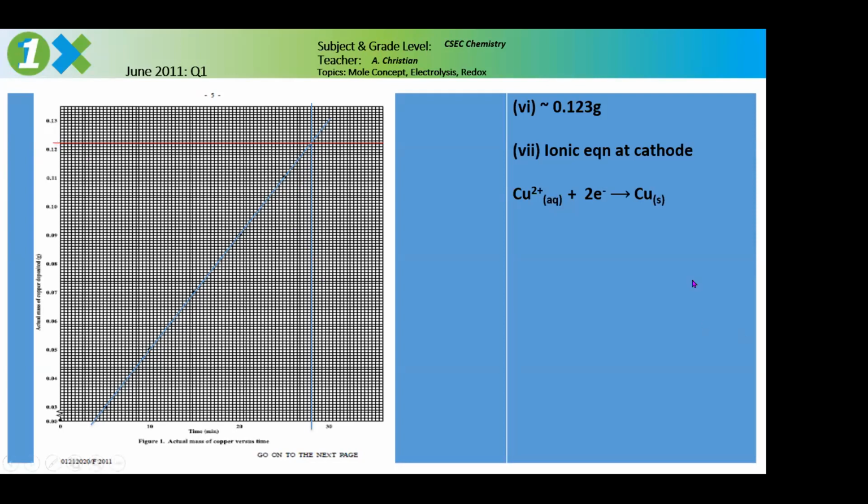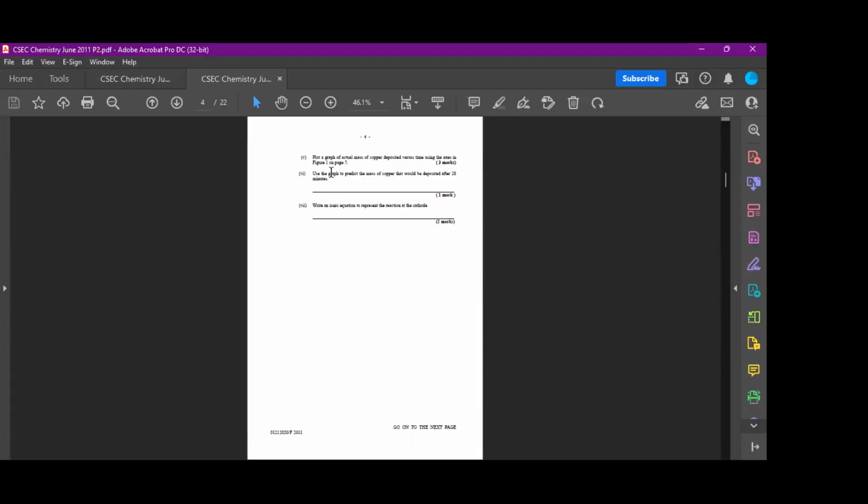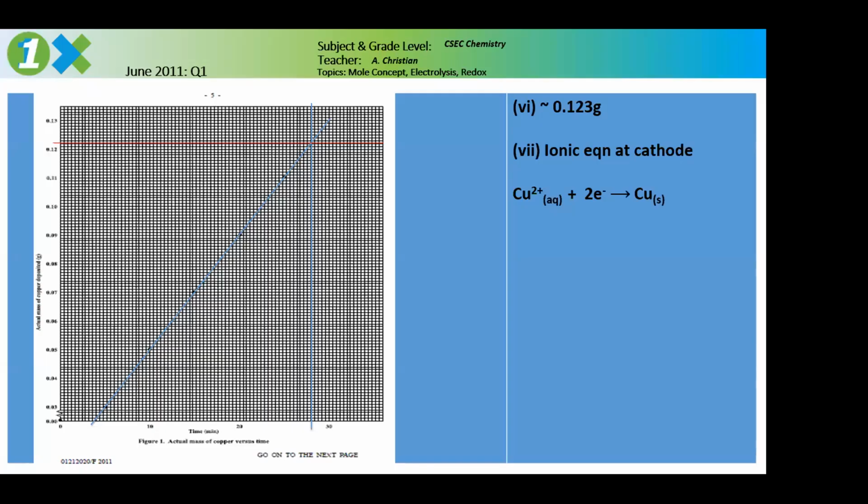So, sir, why did you put the other blue line? Which other blue line? This one? Yes, sir. This one is the 28 because this is the question. The question says, use the graph to predict the mass of copper that would be deposited after 28 minutes. Oh, okay. Everybody is on the same page now? Yes, sir.